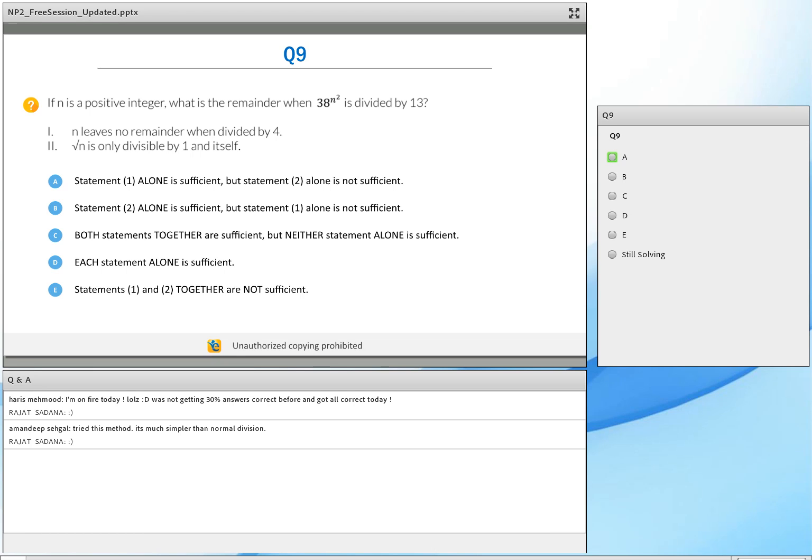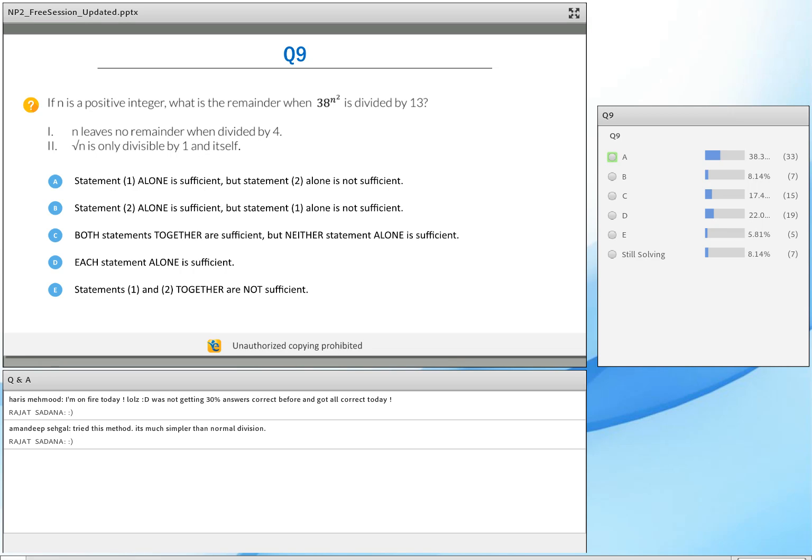Last 15 seconds. 3, 2, and 1. Let's end the poll and let's broadcast the results.